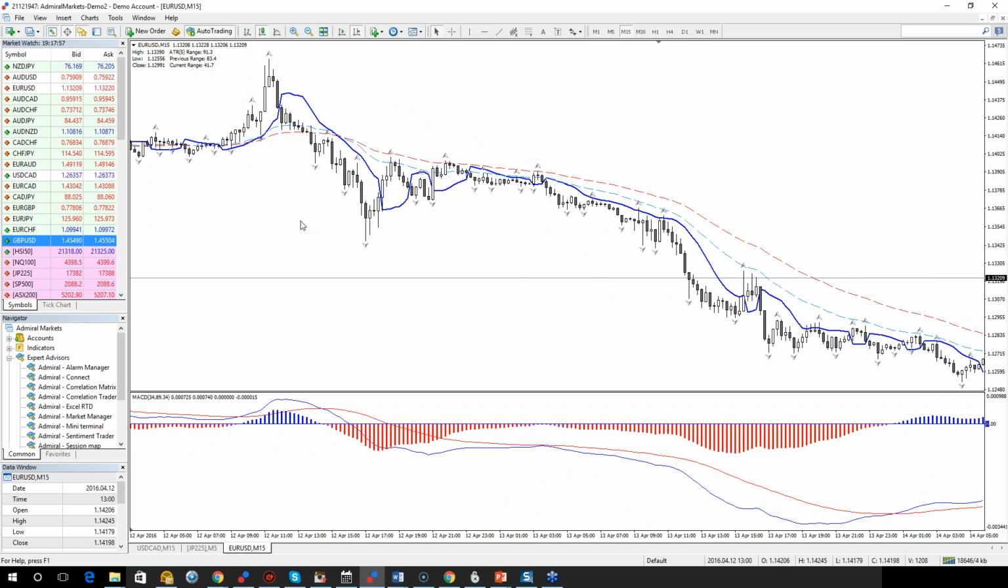How do you decide about entry points? First of all, price needs to retrace towards these EMAs, or at least very, very close to these EMAs.